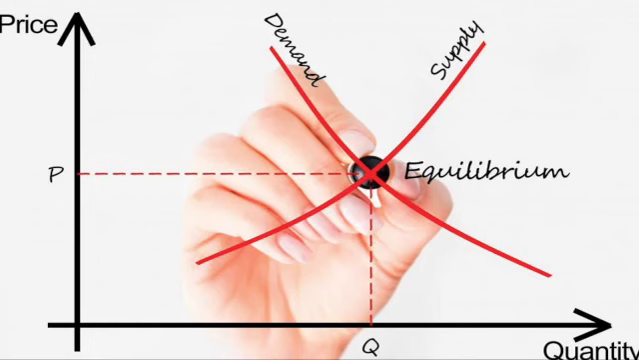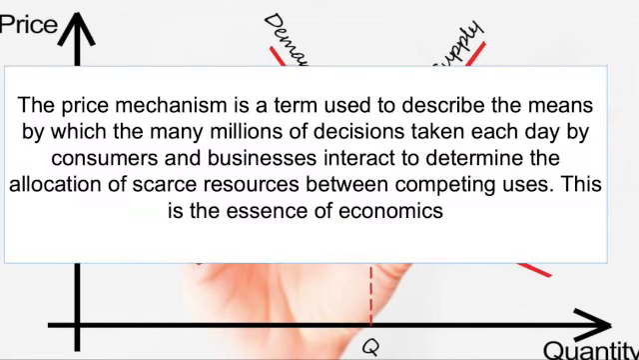So, the pricing mechanism. What do I mean by this? Well, it's a term used to describe how the many millions of decisions taken each day by consumers and producers interact to determine the allocation of scarce resources between the competing users. Alfred Marshall added considerable detail to how the pricing mechanism works. So in this video, we're going to explore excess demand, excess supply, and supply shortages, which may result in, for example, that disequilibrium, but with the free market correcting the situation on its own.